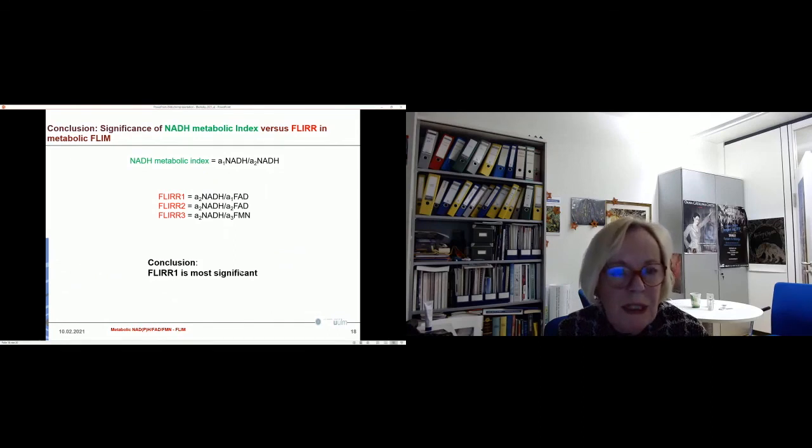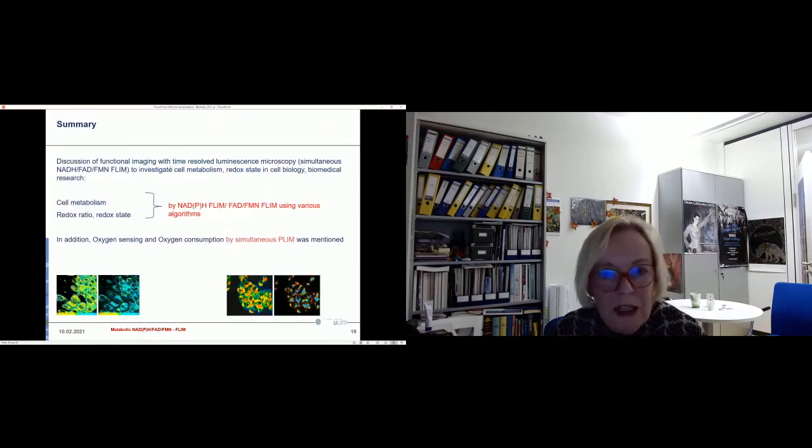And in summary, I discussed functional imaging with time-resolved luminescence microscopy, especially NADH, FAD, FMN-FLIM, to investigate cell metabolism using various algorithms. I just mentioned simultaneous FLIM. I didn't show any results because the time was not enough, but you know that oxygen consumption can be quite nicely measured by simultaneous phosphorescence lifetime imaging.